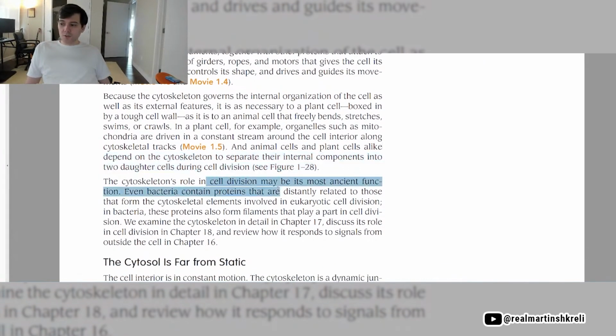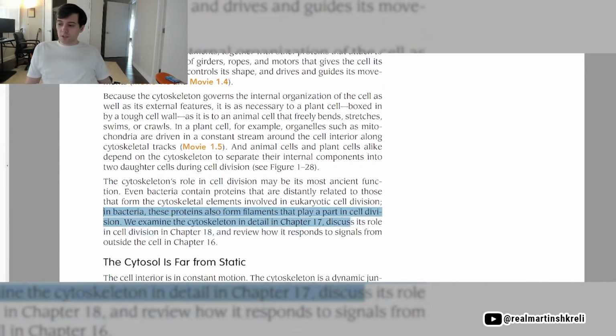The cytoskeleton's role in cell division may be its most ancient function. Even bacteria contain proteins that are distantly related to those that form the cytoskeletal elements involved in our cell division. In bacteria, these proteins also form filaments that play a part in cell division. We examine the cytoskeleton in Chapter 17, discuss its role in cell division in 18, and review how it responds to signals from the outside of the cell in 16.